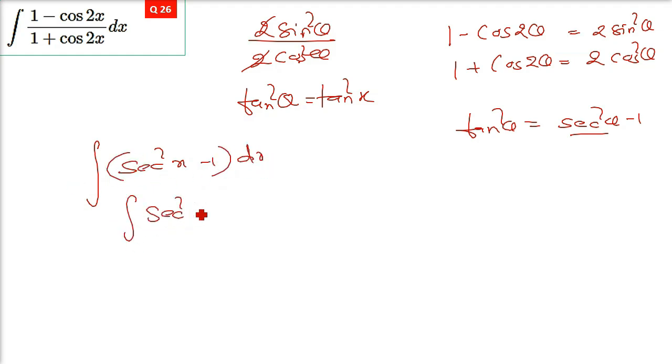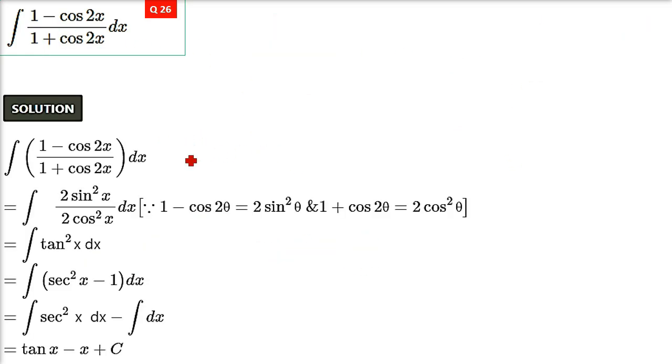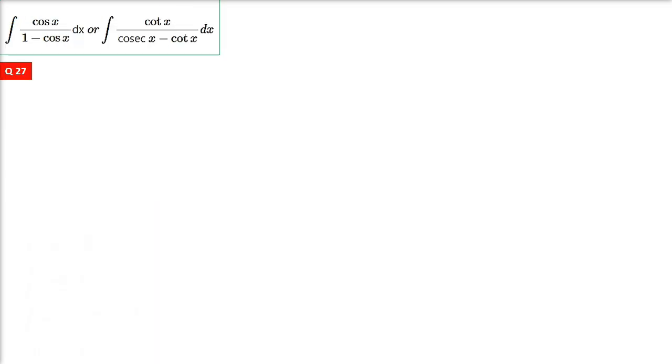Integration of sec square x dx minus integration of dx. Sec square x has a direct final result, which is tan x, and integration of dx is x only. So tan x minus x plus c. So this is the result we were talking about, and all of these have come from the trigonometric identities or relationships. So whatever we have discussed is in front of you: 1 minus cos θ and 1 plus cos θ are 2 sine square θ and 2 cos square θ respectively.